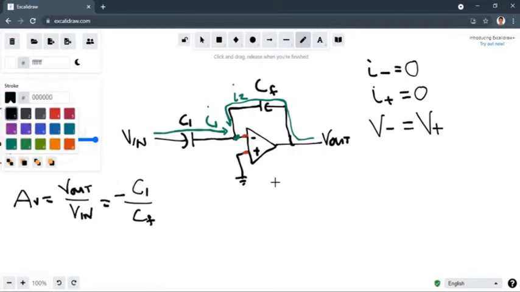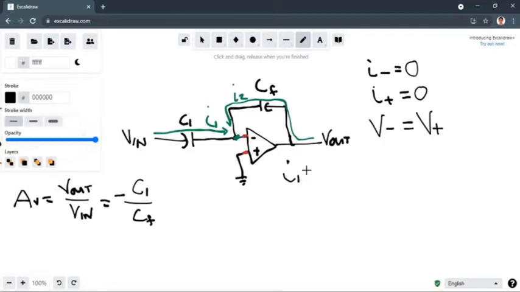Okay, so for the nodal analysis, we know that the sum of all the currents going to a node is always equal to 0. So in this case, I1 plus I2 will be equal to 0. Okay?